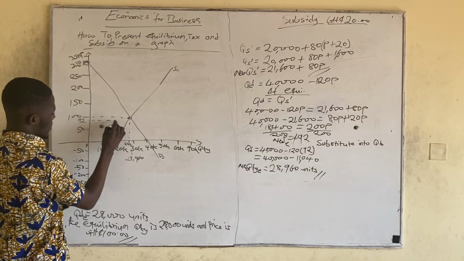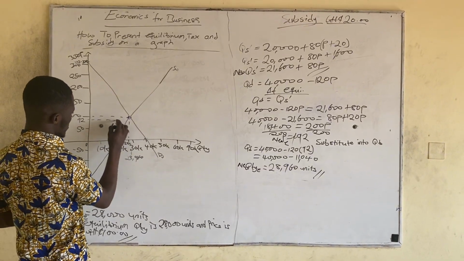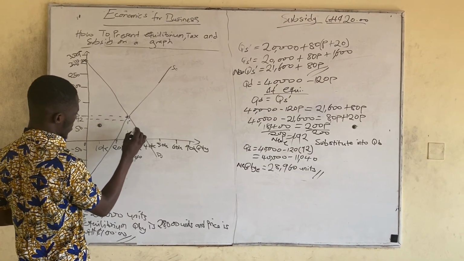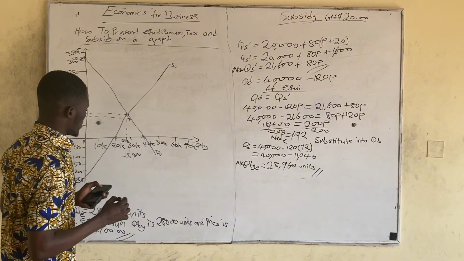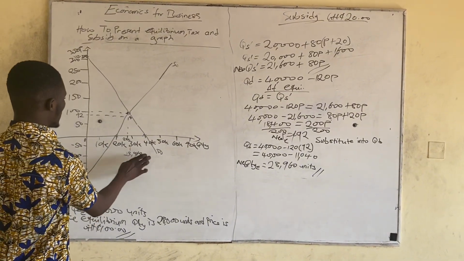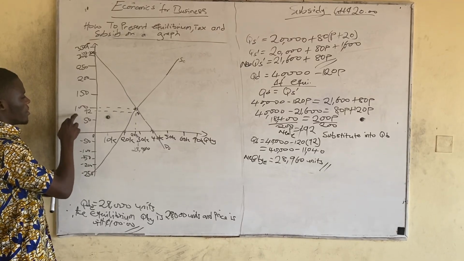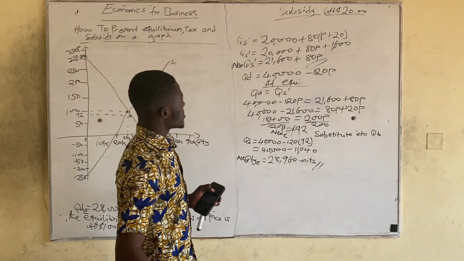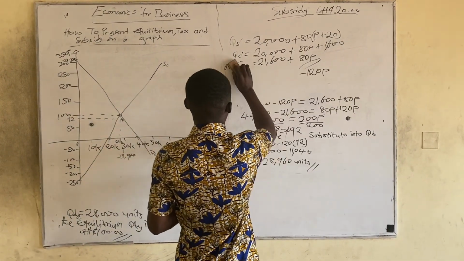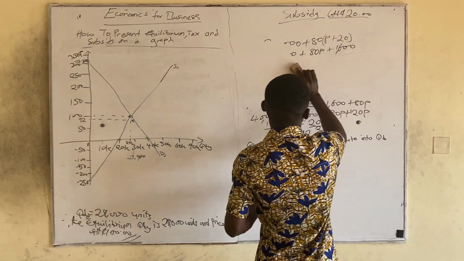Okay, so let me trace it. Yeah, I think I'll get it here. Now we have the new equilibrium quantity and then the new equilibrium price. Now let's solve for the new supply curve and plot it.